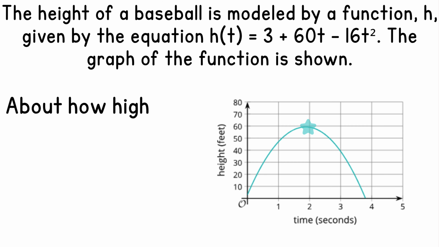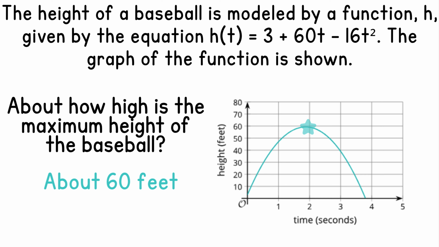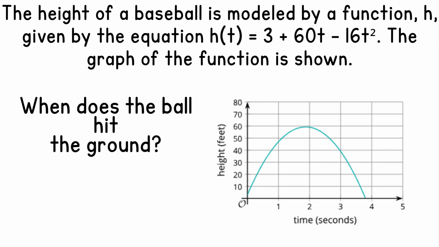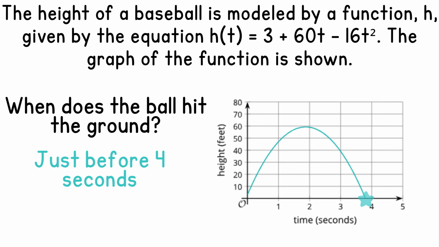About how high is the maximum height of the baseball? So we'll still use our vertex, but now we'll look at the y-axis since we're talking about the height. So the highest it reaches is about 60 feet. Now, when does the ball hit the ground? We'll look at the x-intercept for this value, and we can see it hits the ground right before 4 seconds.